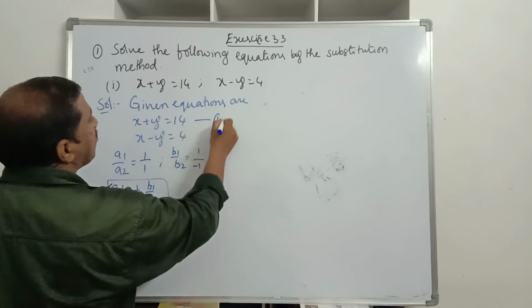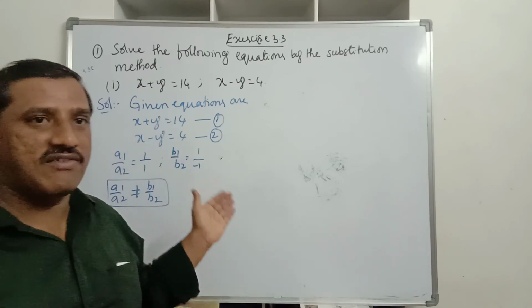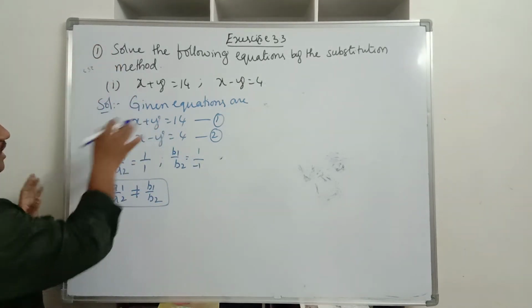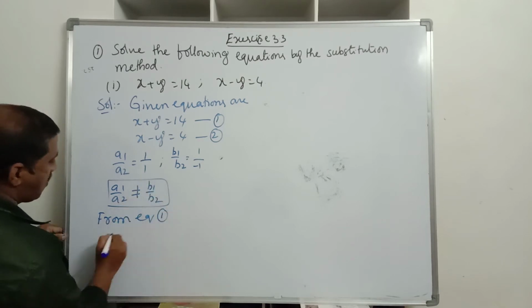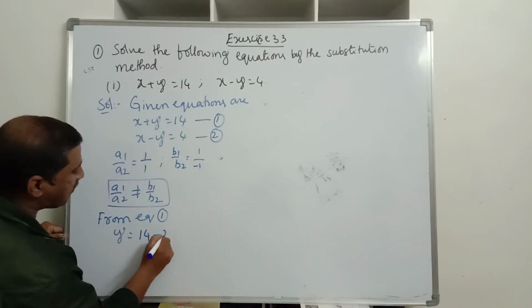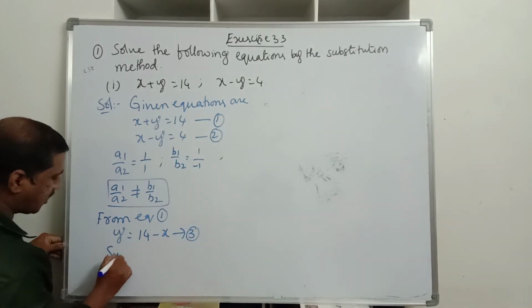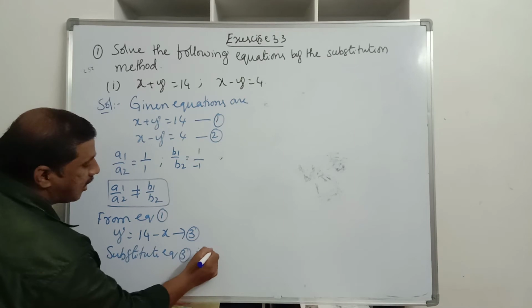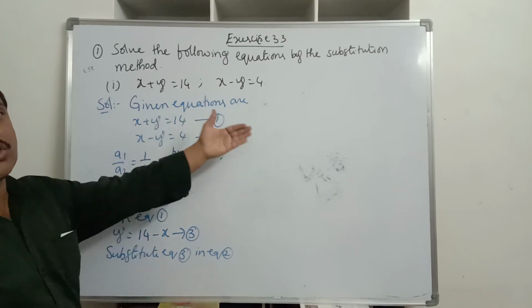You take these as equation 1 and equation 2. From equation 1, in the previous problem I expressed x in terms of y. Now here I will take y in terms of x. So from equation 1, y is equal to, transposing x to the other side, plus x will become minus x, that is 14 minus x. You take this as equation number 3. Now substitute equation 3 in equation 2. Why in equation 2? We got equation 3 from equation 1, so substitute in equation 2.